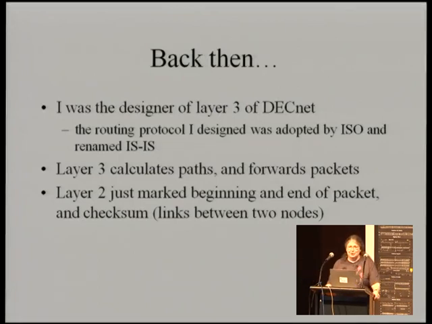And by the way, the routing protocol that I did in the 1980s is still in use in most ISPs, I've heard. ISO renamed it ISIS, which stands for Intermediate System to Intermediate System. Anyway, I'm actually way more proud of that than the spanning tree, but oh well. Layer 3 does a distributed algorithm to figure out forwarding tables in the switches so that they know how to move the packets around. And layer 2 just marked the beginning and ends of packets.